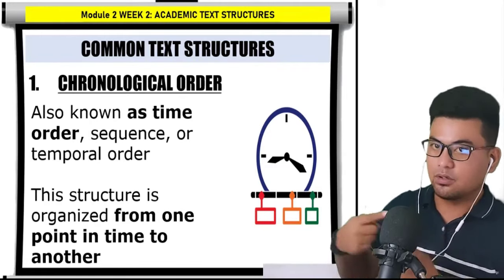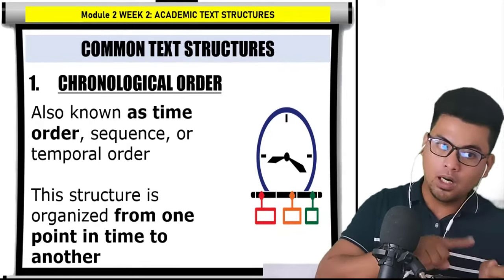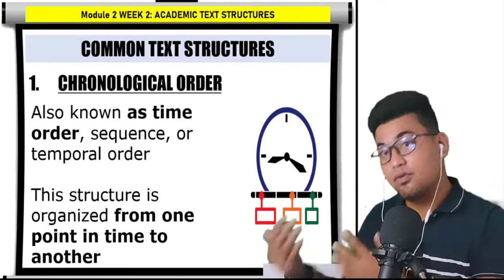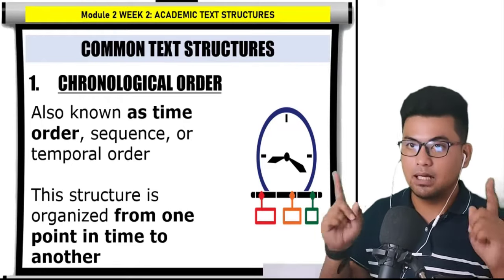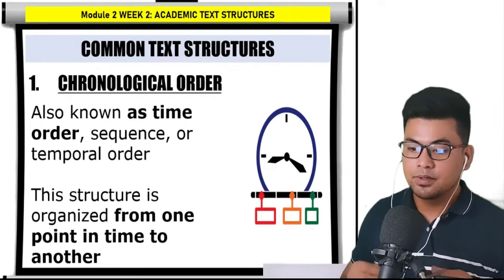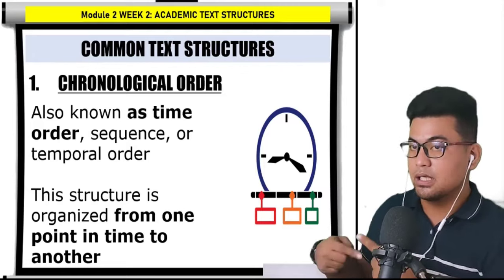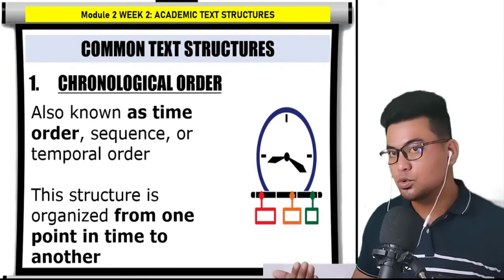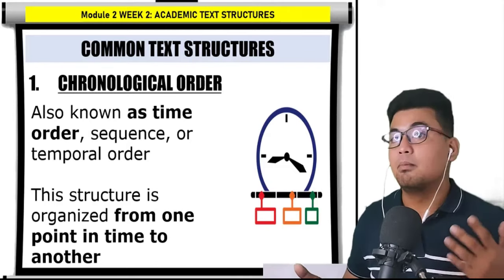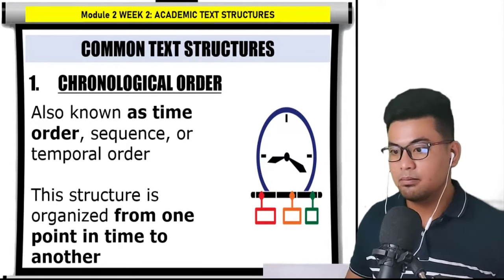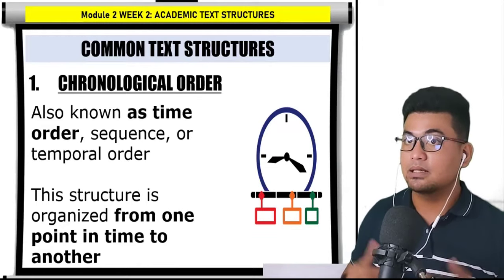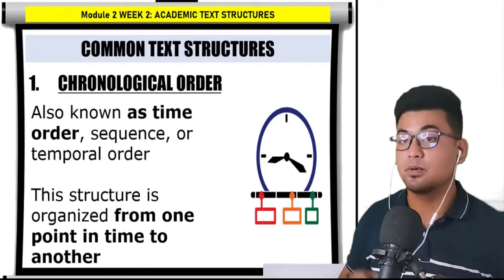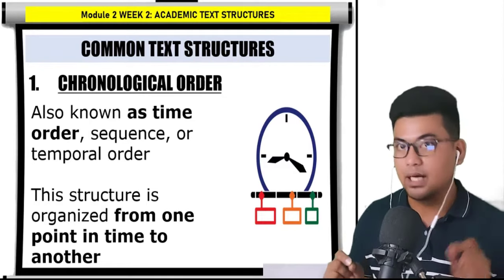When we say chronological order, from 1, 2, 3, 4, 5, 6, 7, 8, 9, 10, or from first, second, third, finally, the idea here is that it is chronologically presented. There's a time from year 1 to year 2, from the month of January to December. It depends upon the time presented by the writer, and this structure is organized from one point in time to another.